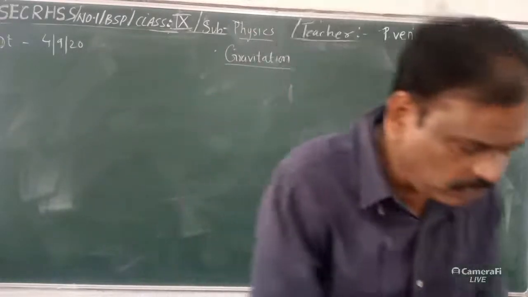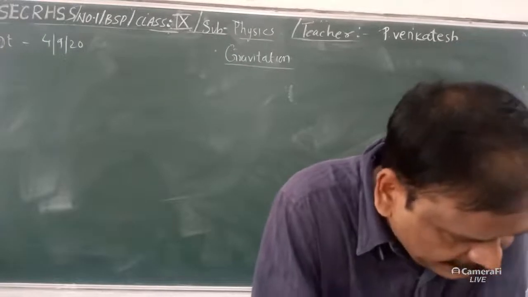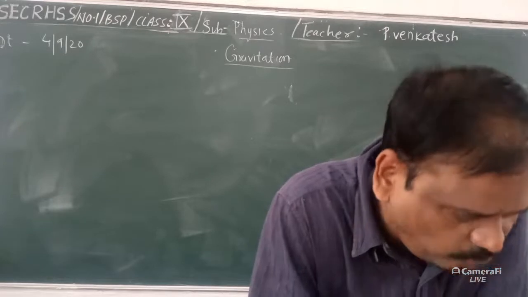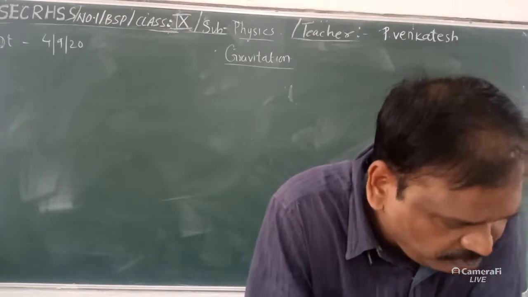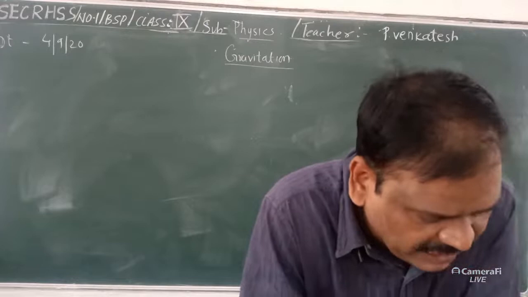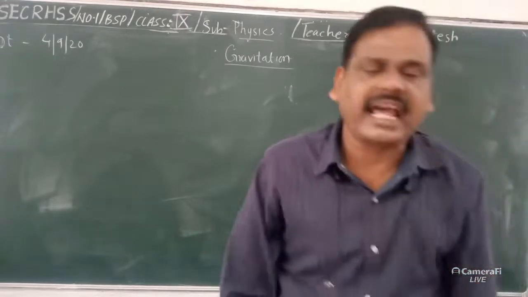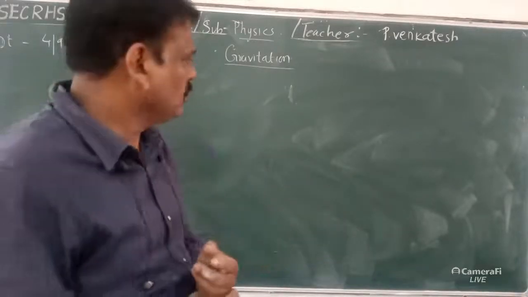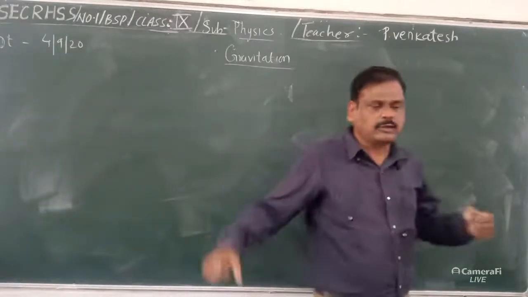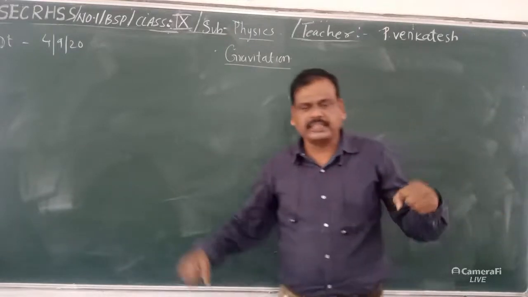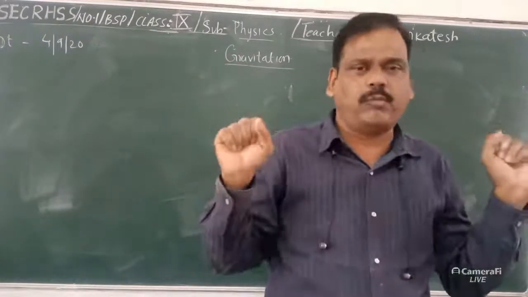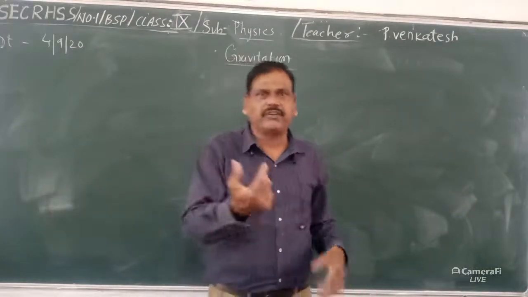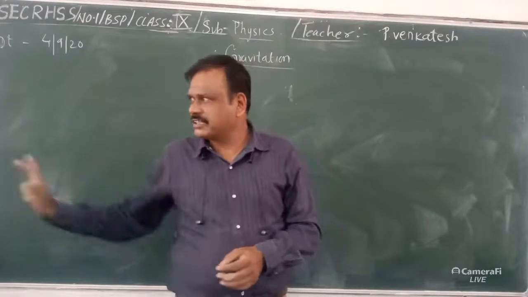Then he came to the conclusion that in the absence of air resistance, all bodies fall at the same rate. Therefore, for freely falling bodies, the force of gravitation produces constant acceleration. Now, what is acceleration? The rate of change of velocity. What is acceleration? When you press the accelerator, what happens? The speed of the vehicle increases, whether it is a motorcycle or a car. The rate of change of velocity is called acceleration.